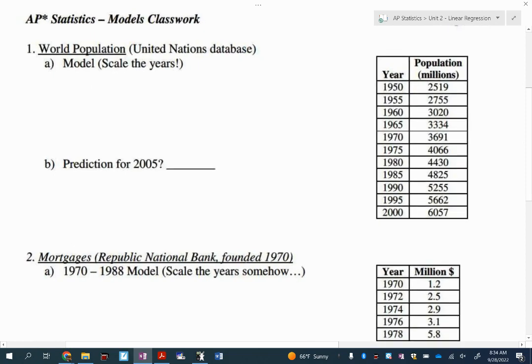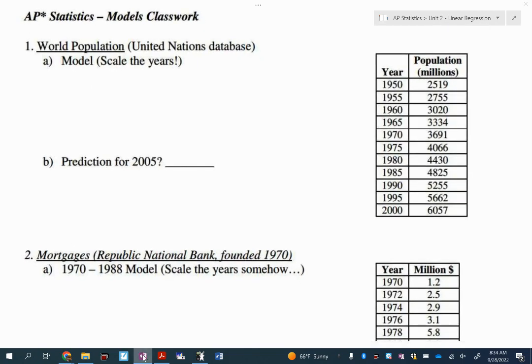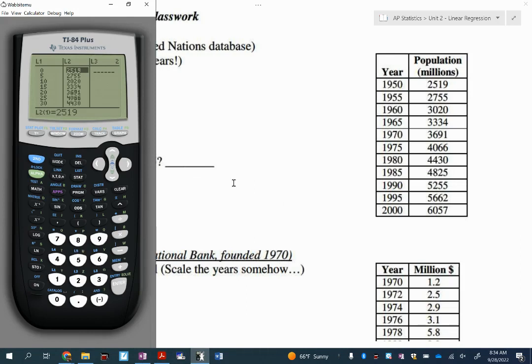All right, talking about year explaining population in millions. Let me get that for you. There we go. So you'll notice that my L1 starts with 0. This is going to be years since 1950, so 1950 is 0 years since 1950. That's why I put 0 there. And then my Y values are in my list 2. Don't forget, I've already done the diagnostic on. If you haven't done that, just go ahead and try.